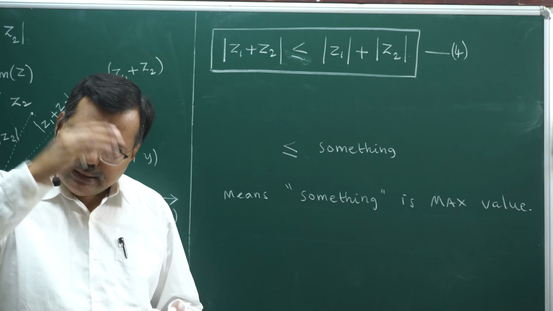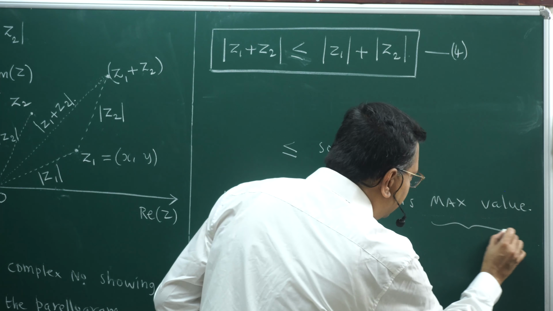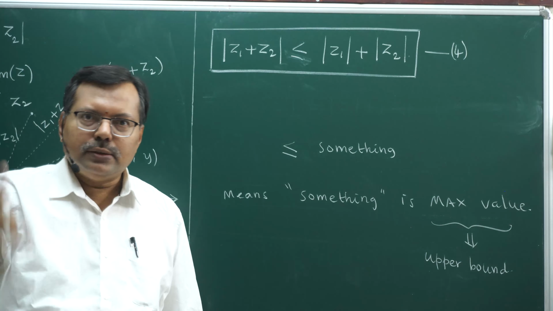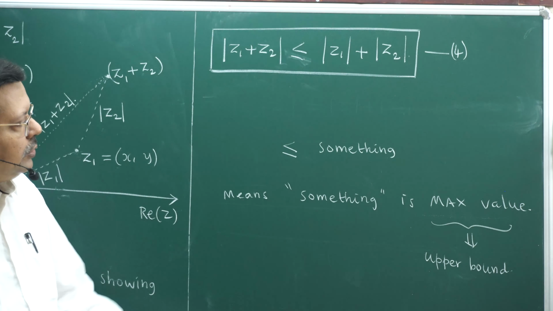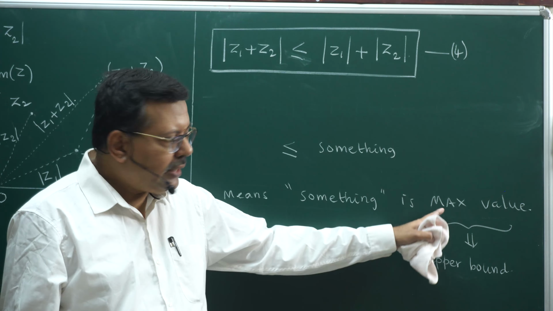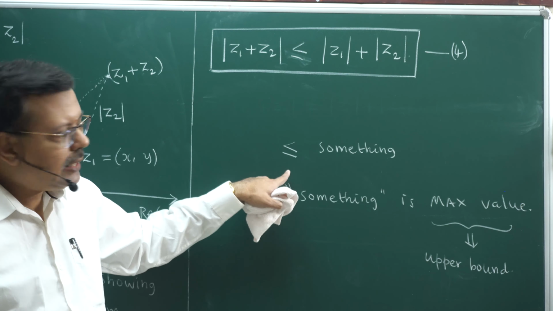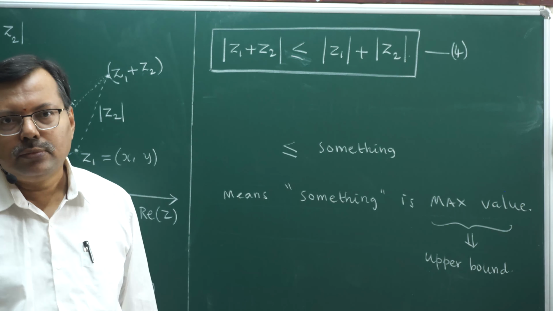So this maximum value is called the upper bound. Upper bound means the upper limit; you can't go above that. So find the upper bound means find the maximum value. Find the maximum value means you write down the equation given by less than or equal to something. You do whatever algebra you like, manipulate however you like, but bring the equation to less than or equal to something, then that something is the maximum value and the upper bound. So that's the idea of this example problem.